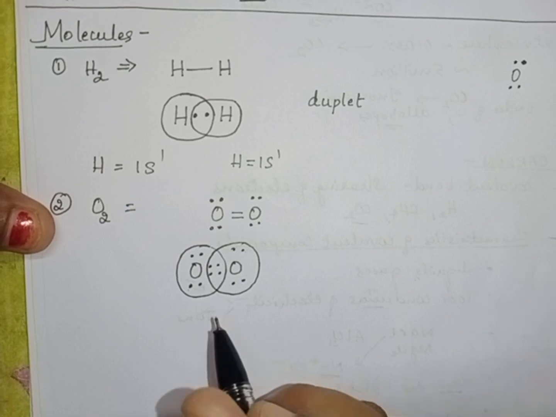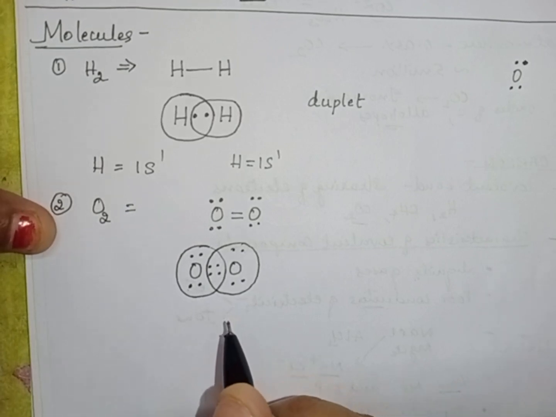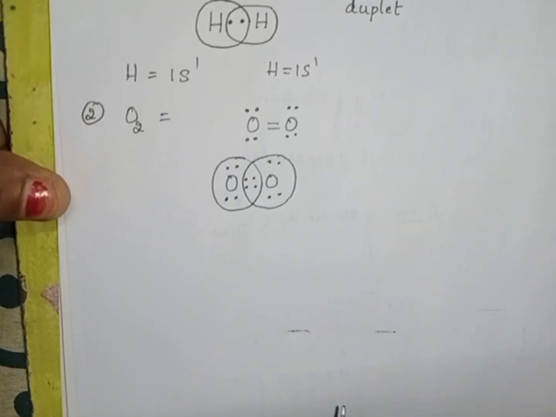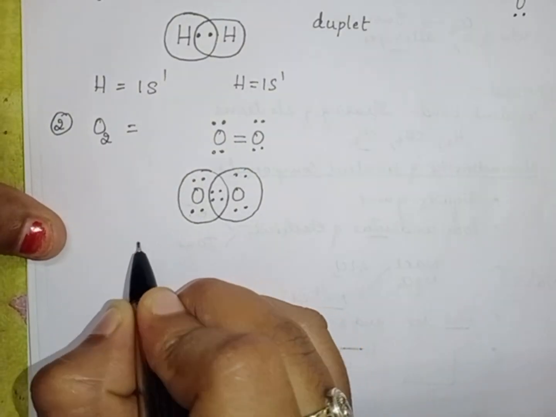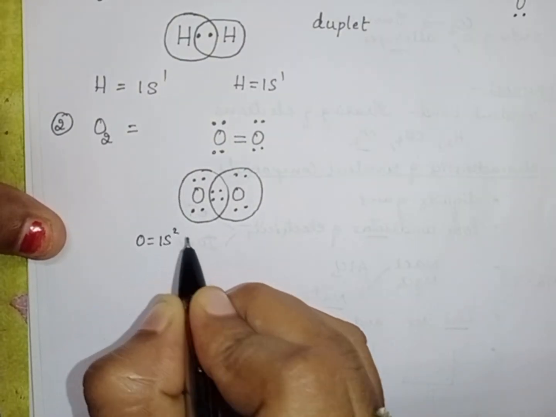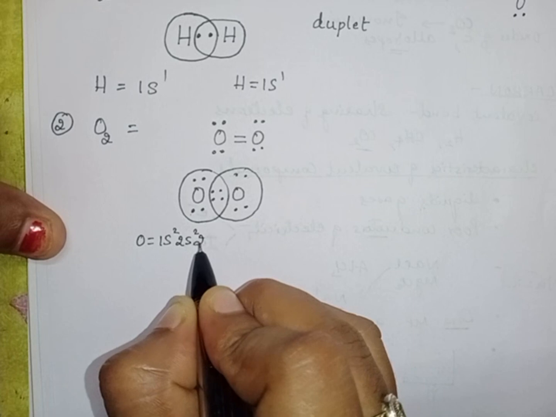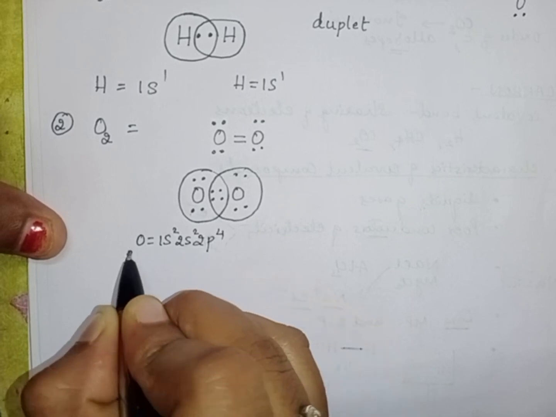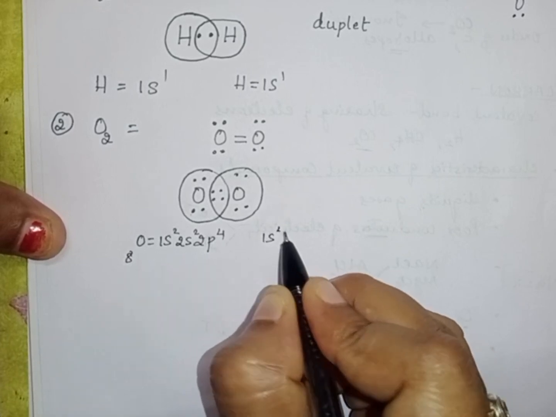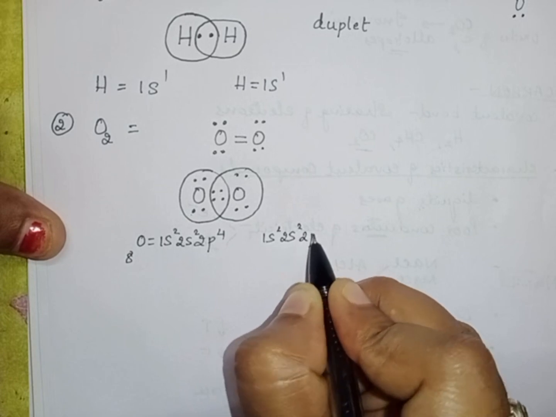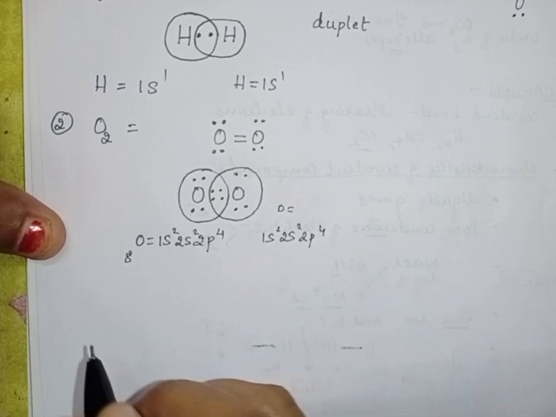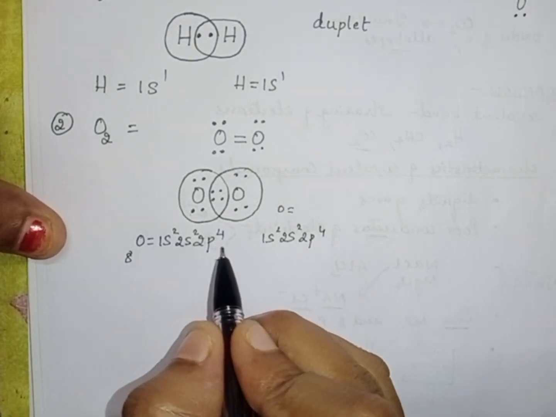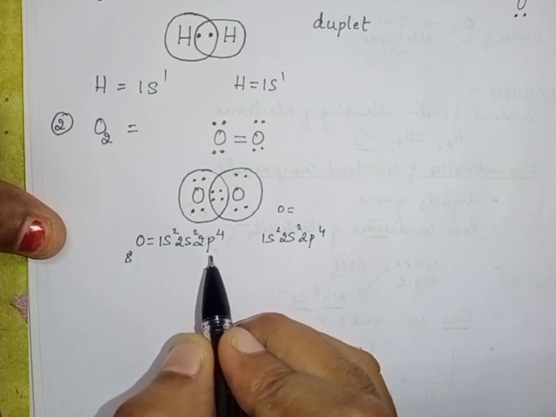Done. This is the electron dot structure for oxygen. Fine. Next, how did you get this? See here, one oxygen I'll write here: 1s2, 2s2, 2p4. Atomic number 8. 1s2, 2s2, 2p4 for this oxygen atom.